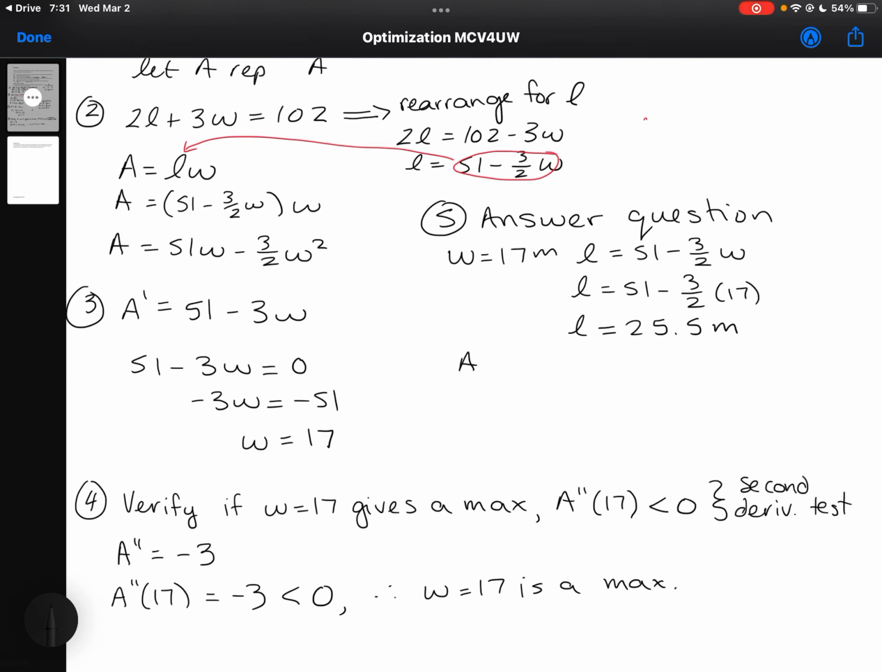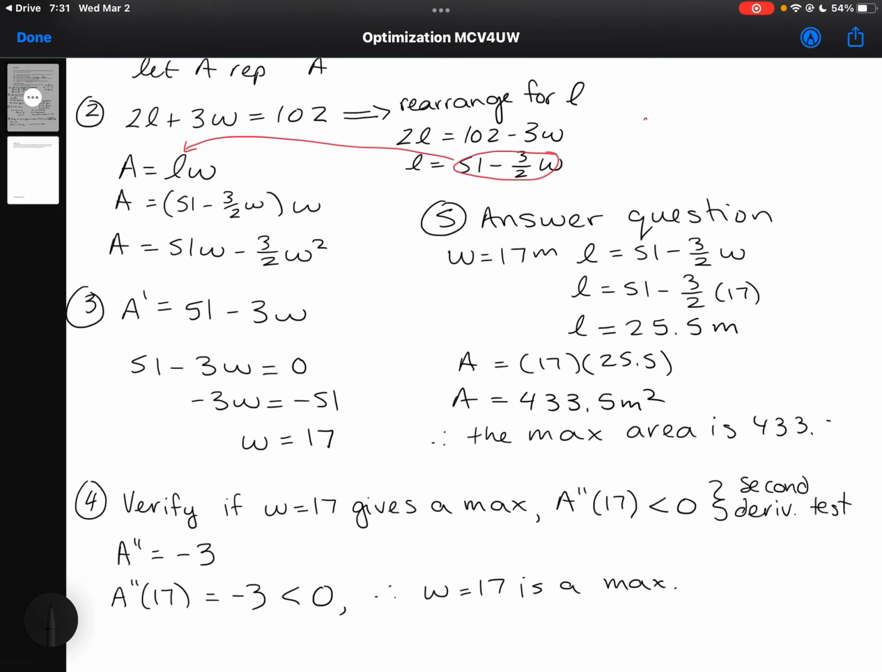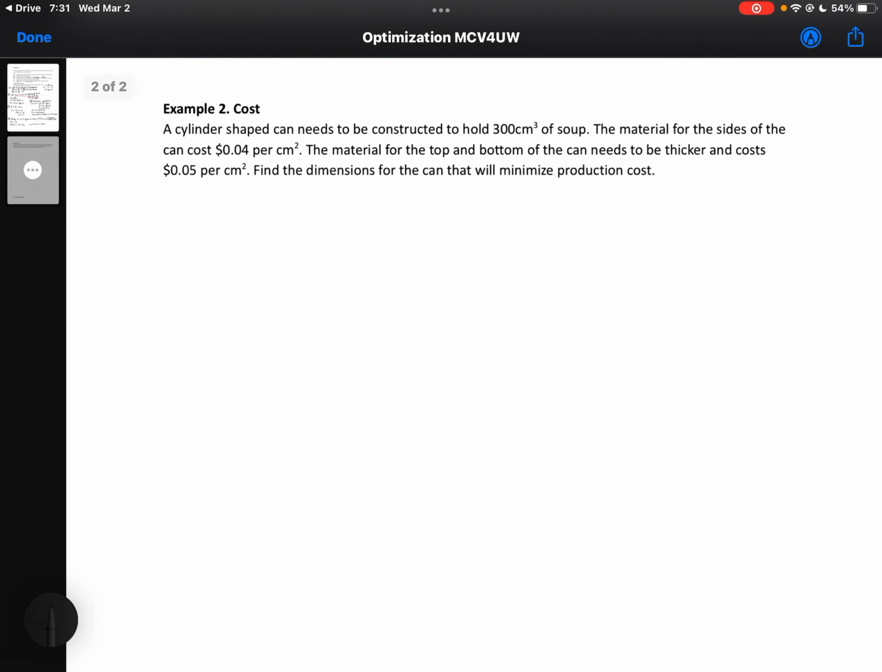And then I can figure out the maximum area by multiplying those two dimensions together. 17 times 25.5, which is going to give me 433.5 meters squared. And then my conclusion is that the maximum area is 433.5 meters squared. The second example that we're going to take a look at is minimizing costs.